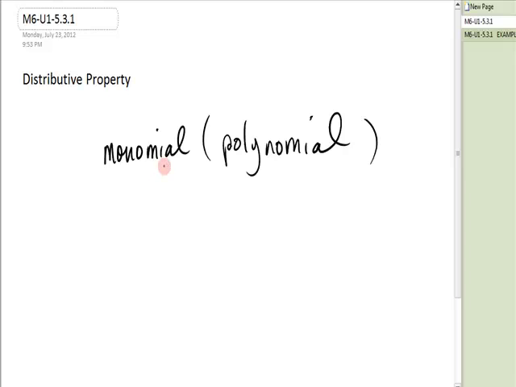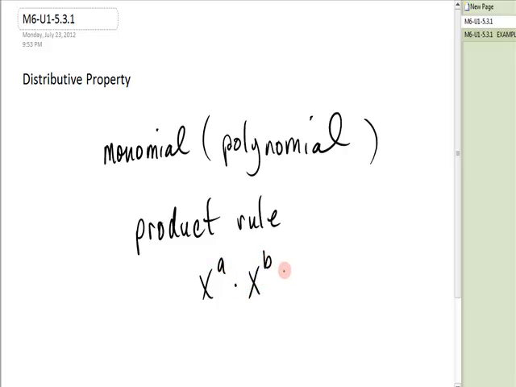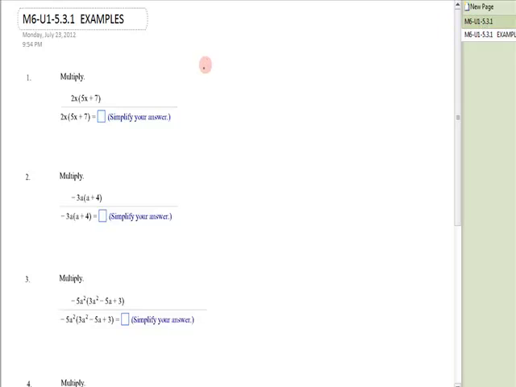When we do this, because we're multiplying, we're going to use the product rule with exponents. And remember that the product rule says that if you have x to the a times x to the b, that you get x to the a plus b. All right, so let's look at some problems. The first one, 2x times 5x plus 7. We're going to distribute.